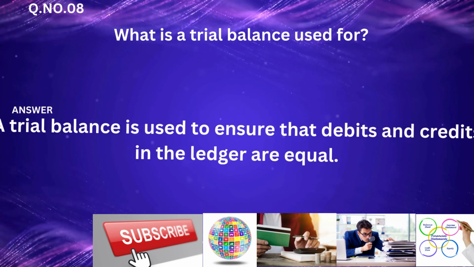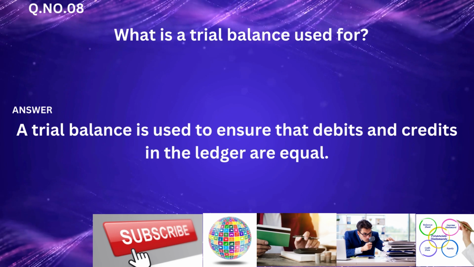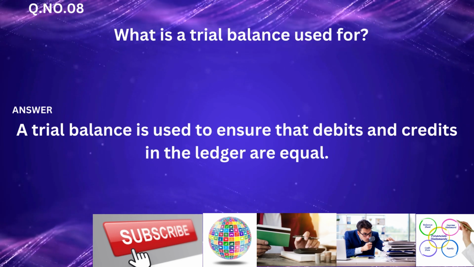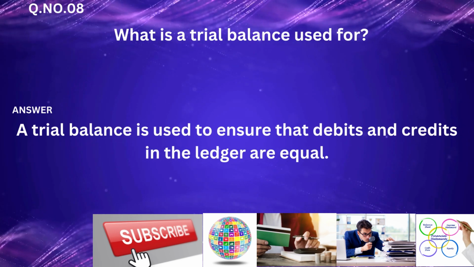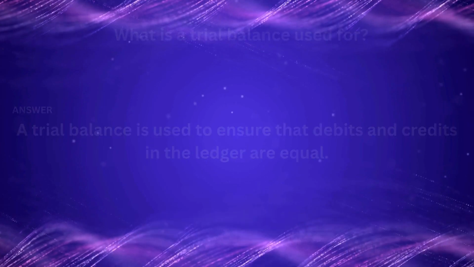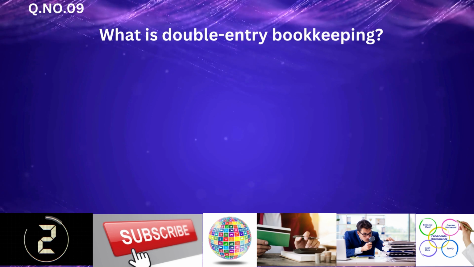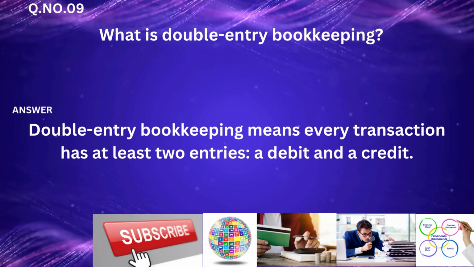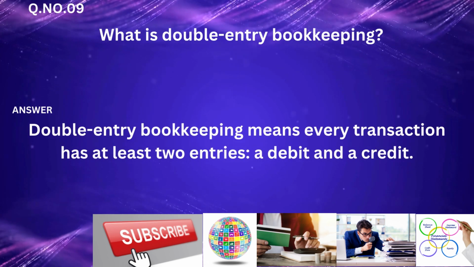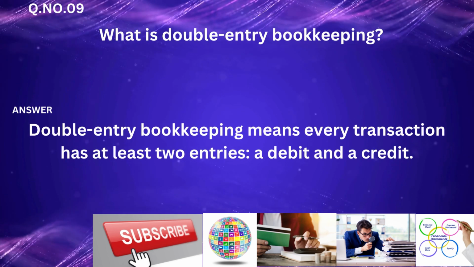Question 11. Define a general ledger. Answer. A general ledger is a complete record of a company's financial transactions. Question 12. What is a credit in bookkeeping? Answer. A credit is an entry that represents an increase in liabilities or equity and a decrease in assets.